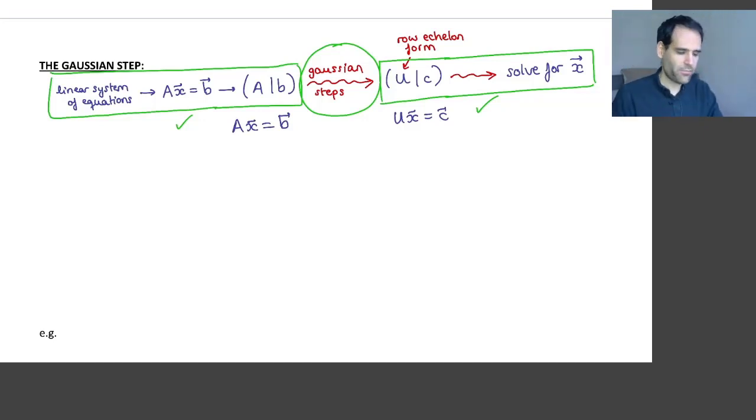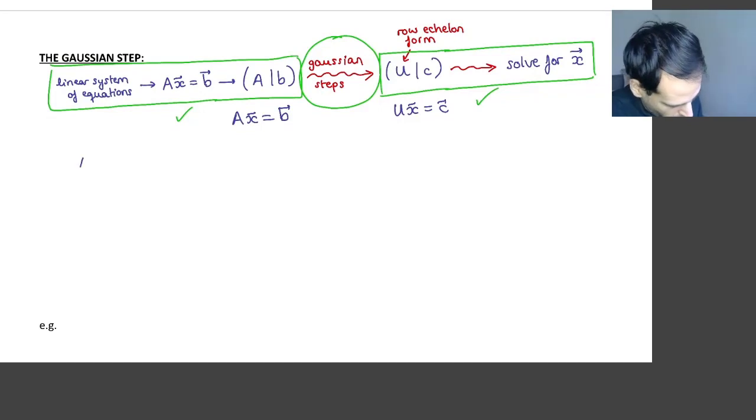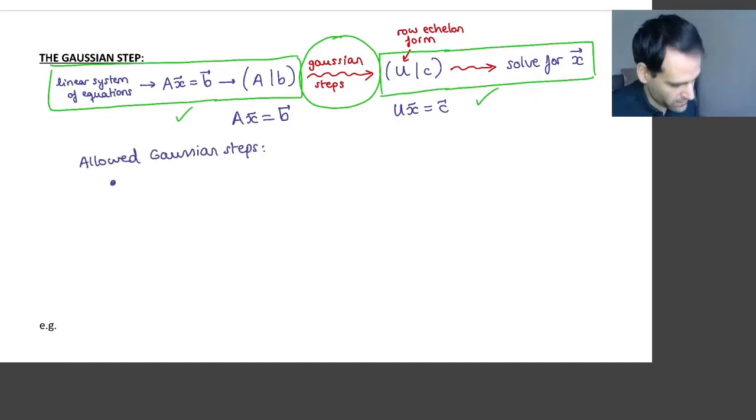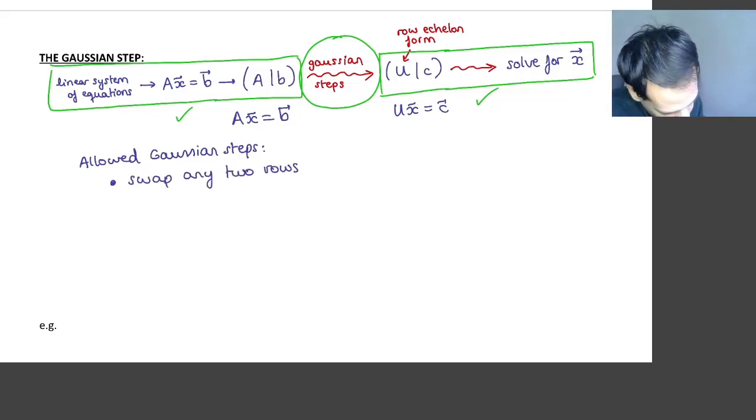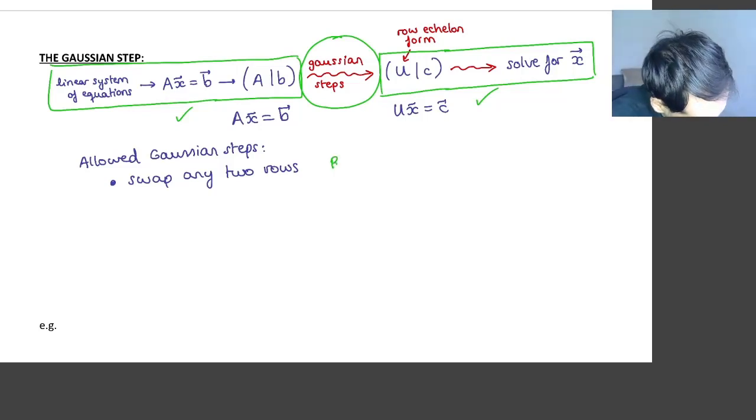So basically Gaussian steps consist in adding and subtracting equations from each other. Let's formalize it. Allowed Gaussian steps. The first one is you can swap any two rows. For example, we are going to choose a notation for this. You can say row 3, I want to swap it with row 5, and you can write it like this.